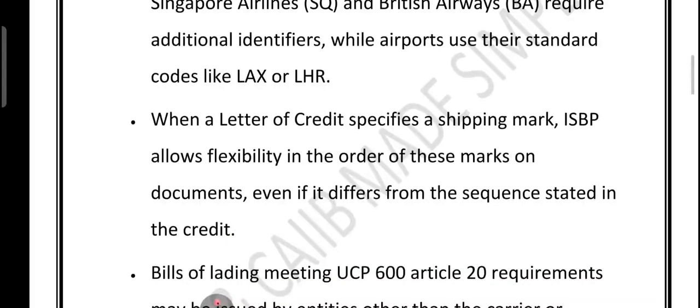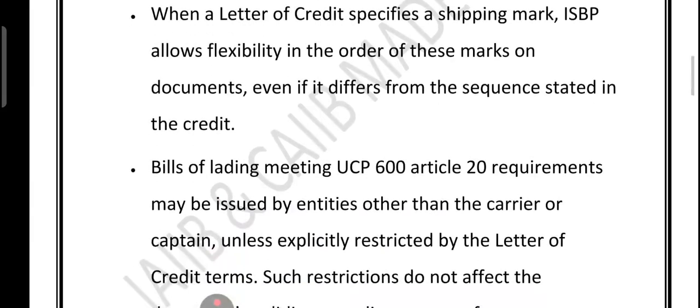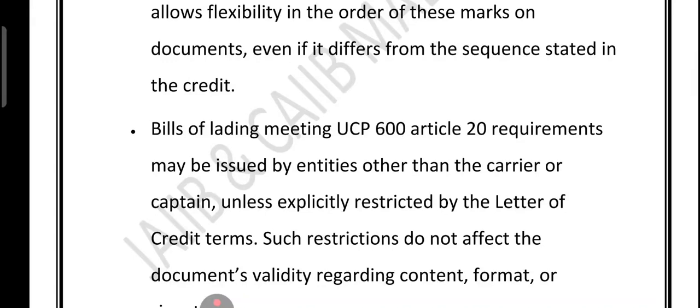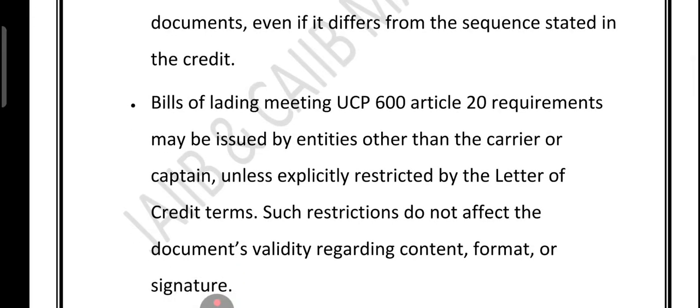Now the next point is, suppose a letter of credit mentions a shipping mark. ISBP allows some kind of flexibility. The order of the marks on the document can differ from the order in the credit as long as the details match. And when it comes to the bill of lading, if they meet UCP 600 Article 20 requirements, they can be issued by someone other than the carrier or captain, unless the LC specifically says otherwise.